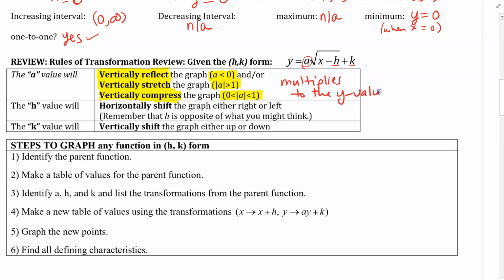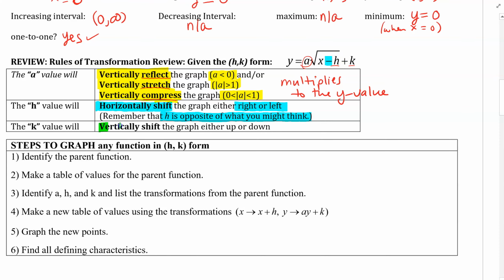All right, so that's why it has such an effect: reflecting, stretching, compressing. And then the h value will horizontally shift, right? It will move the graph right or left, and it's always opposite of what you might think, and that's because of the negative in the general equation. H is coming after a negative. So when you see x minus 5, h is just the 5. It's positive. If you see x plus 5, that must have meant that I had subtracted a negative 5, and therefore h is negative. So h is always opposite what we think.